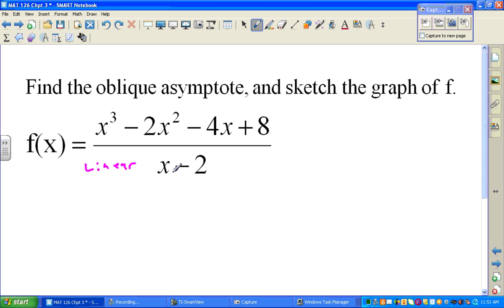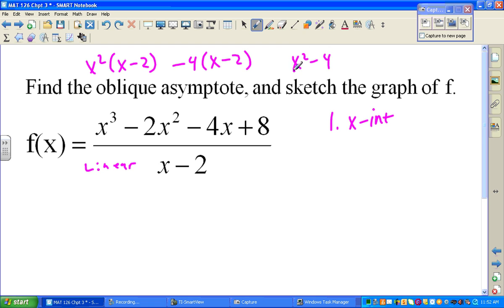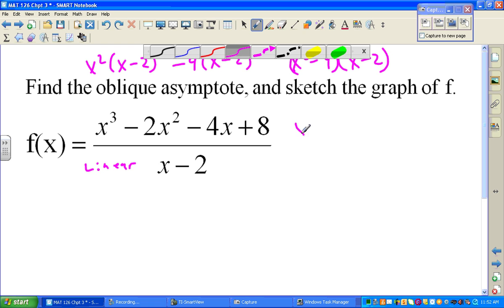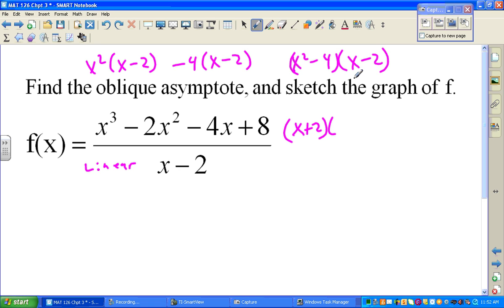So, I know, one, the x-intercept. I don't know what that is. It looks to me like I can take an x squared out of both of them, x minus 2. And it looks like here I can take a 4 out of both of them and get an x minus 2. That leaves me with x squared minus 4 times x minus 2. So I have x plus 2, x minus 2, x plus 2. That's what it looks like to me.